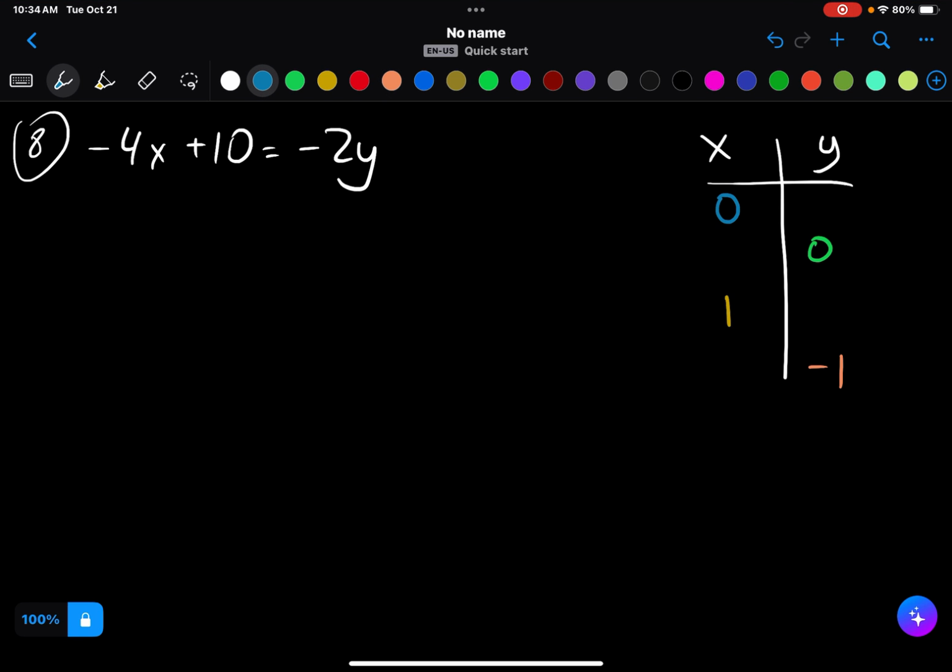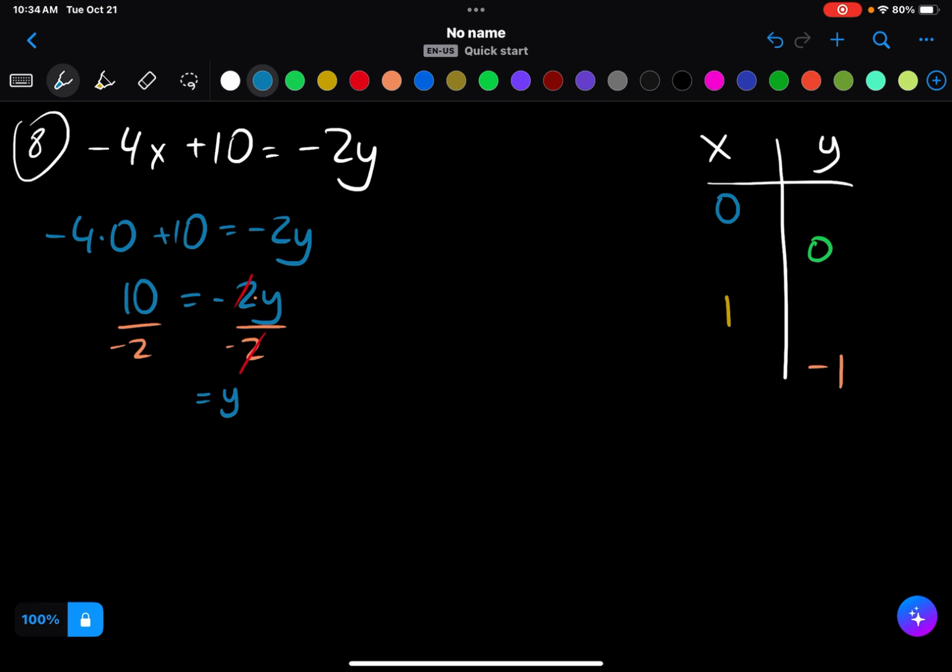So I'm going to plug in first 0 for the x. So it'll be -4 times 0 plus 10 equals -2y. -4 times 0, that's gone. So now it's just 10 equals -2y. Now I just need to get rid of the -2y. It's being multiplied, so I'll divide both sides by it. That's gone, and now y is simply going to be -5. So when x is 0, y is -5.